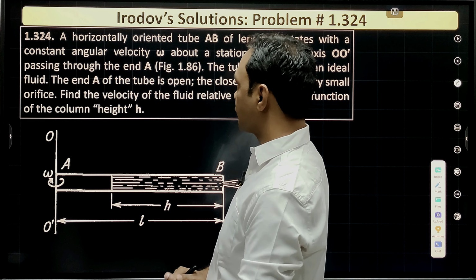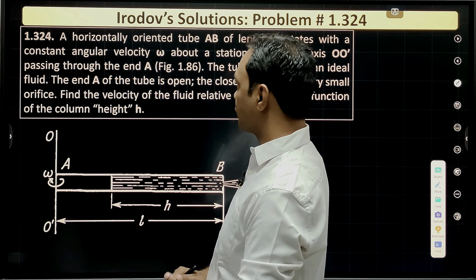The question is saying a horizontally oriented tube AB, this tube AB of length L, rotates with a constant angular velocity omega about a stationary vertical axis O dash, passing through the end A. Suppose this question had come in the JEE Main also.